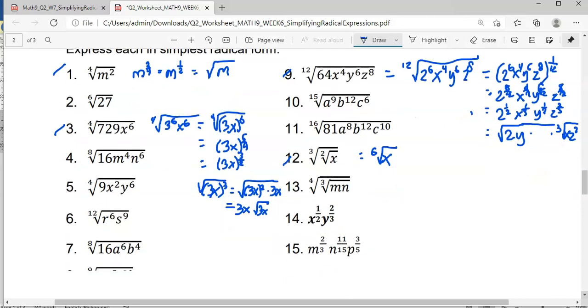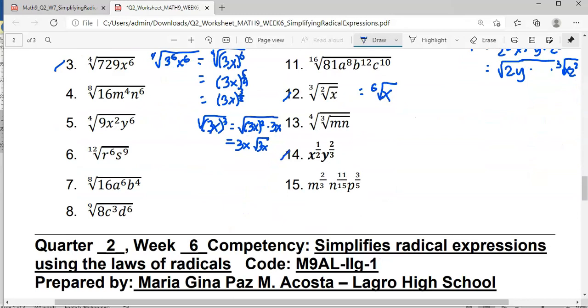Yung number 14 naman, para ma-simplify yan, kailangan pares ang kanilang denominator. So, kukunin natin yung least common denominator ng 2 and 3, sa magiging 6 ang denominator ng x. Okay, kunin mo lang yung numerator, so divide mo yung 6 by 2. So 3 then times 1, so magiging 3 over 6. So x raised to 3 over 6. Then yung y naman, same din sa 6. 6 divided by 3, 2 times 2 magiging 4.